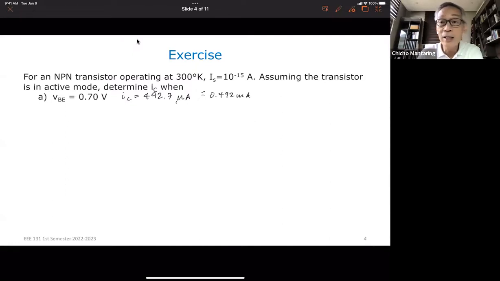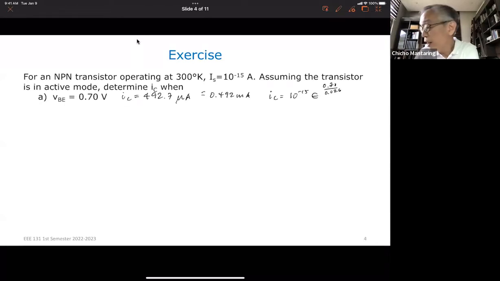Again, this is just a straightforward application of the formula. You have IC is equal to 10 to the minus 15 multiplied by e to the 0.70 over, at 300 degrees Kelvin, our voltage equivalent of temperature, 0.026.